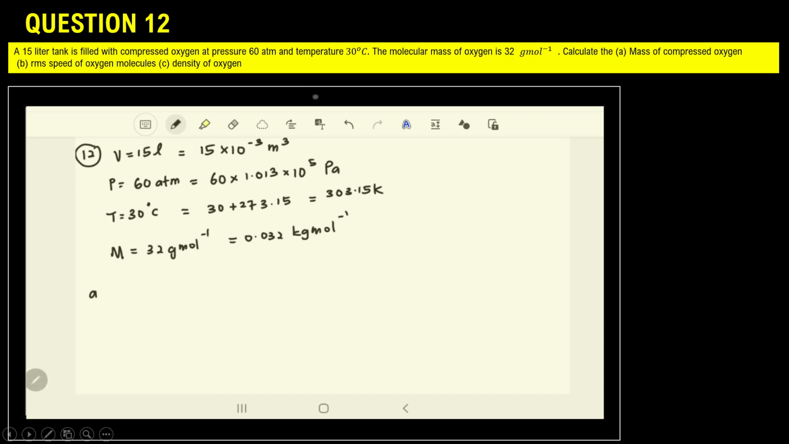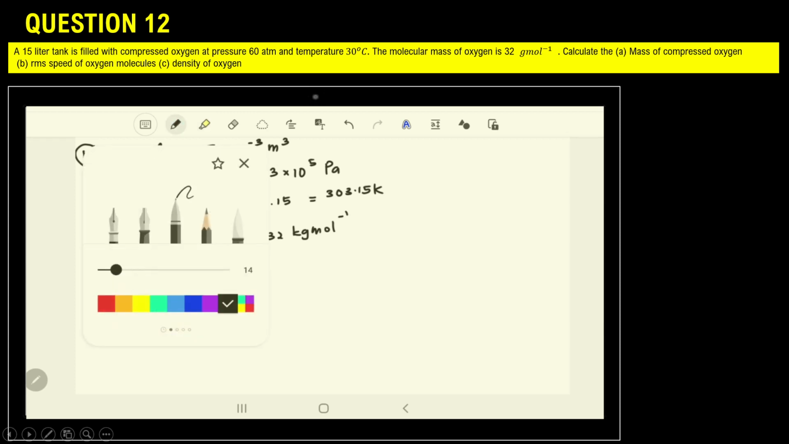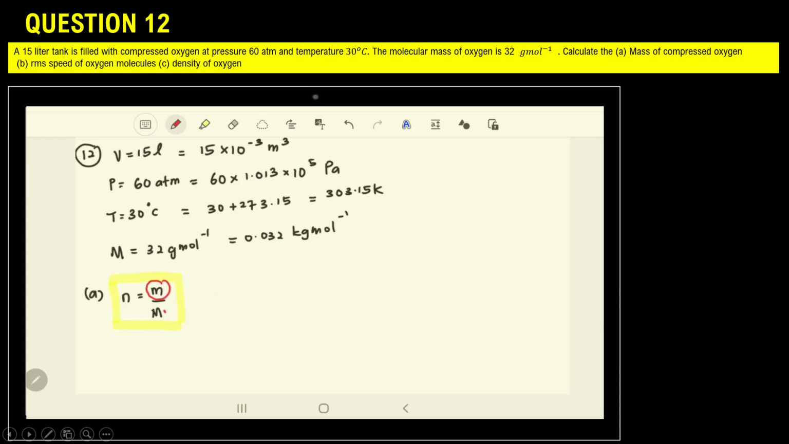Alright, so what equation can we use? We have the molar mass. Okay, so if we use this equation, mass over molar mass, we need to find first the number of mole, n. So we want to find the mass here, m. We do have the molar mass, but we need to find n, where PV is equal to nRT. Why do I use this equation? Because I have P, I have V, and I have T, the temperature. Therefore, I can find n is equal to PV over RT.